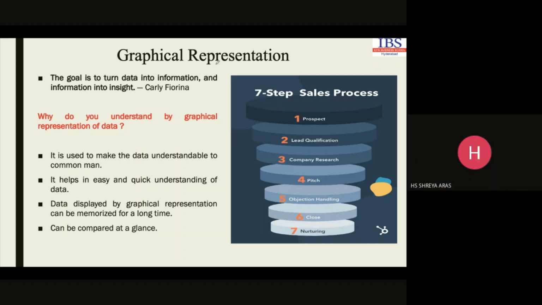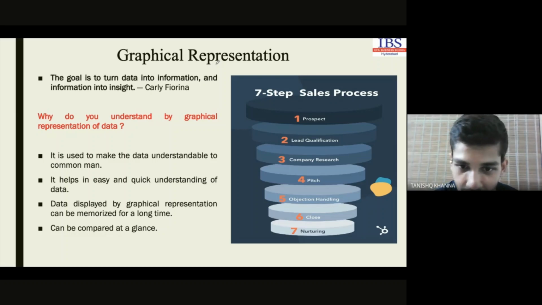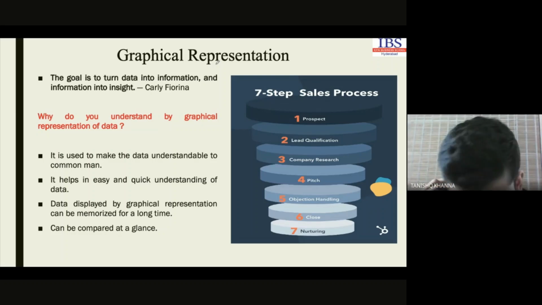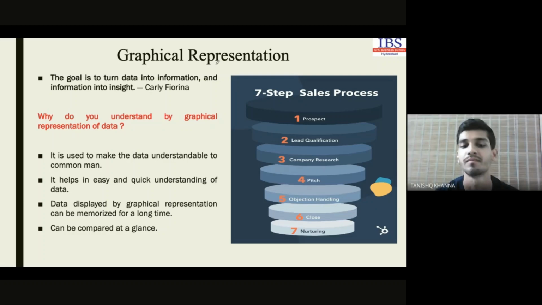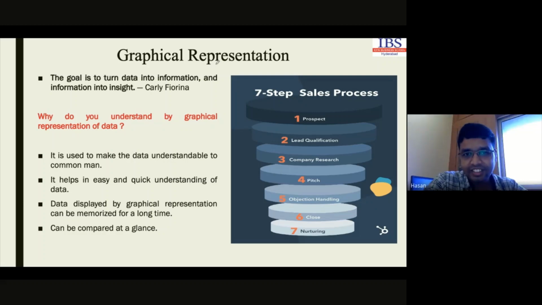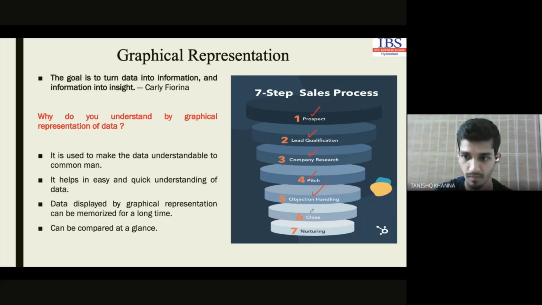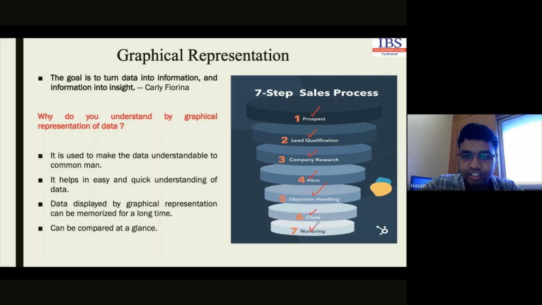prospect leading, qualifications, company research, pitch, objection handling, close and nurturing. So basically, if you have the idea regarding prospects, lead qualification, company research, pitch, objection handling, then close and nurturing. So this is basically the 7 steps of the sales process, right?